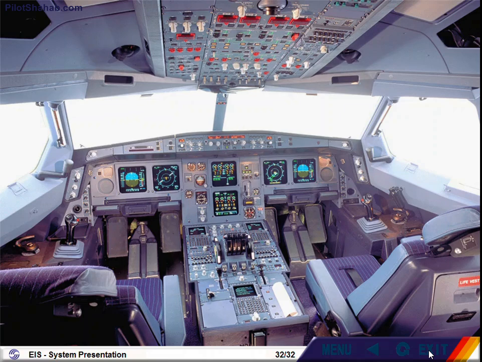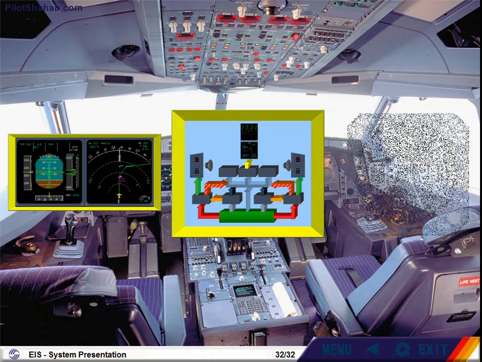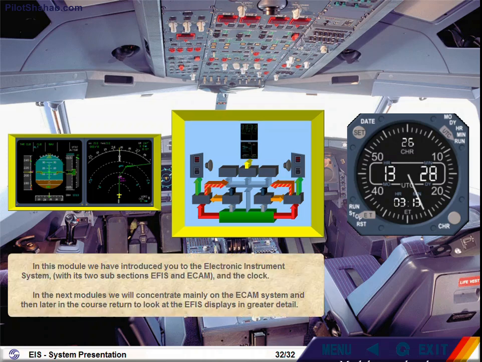In this module, we have introduced you to the electronic instrument system with its two subsections, EIS and ECAM, and the clock. In the next modules, we will concentrate mainly on the ECAM system, and then later in the course, return to look at the EIS displays in greater detail.